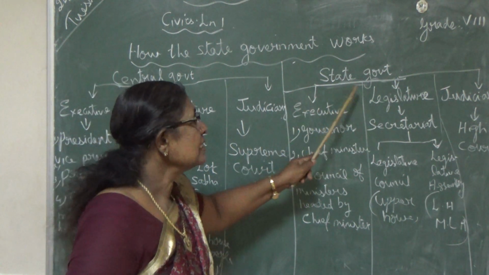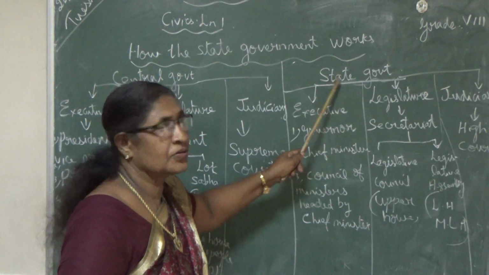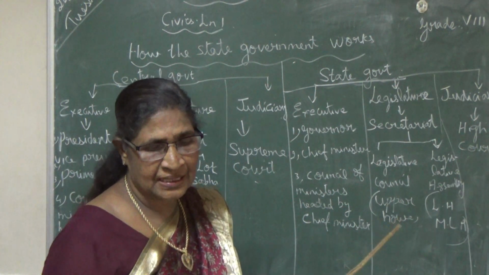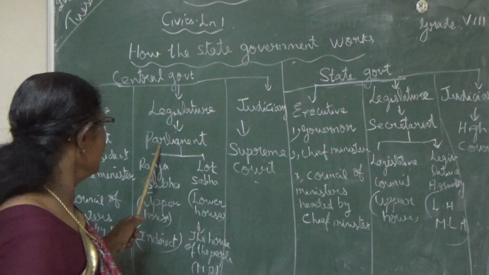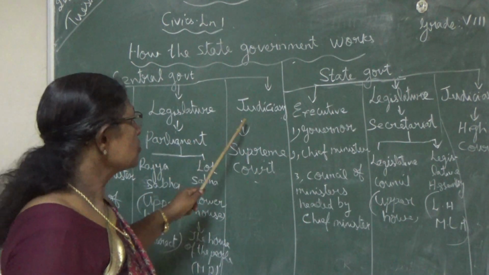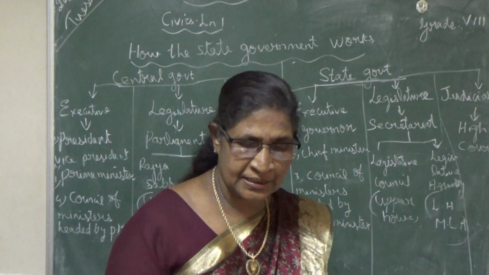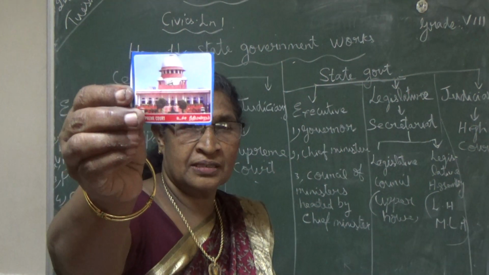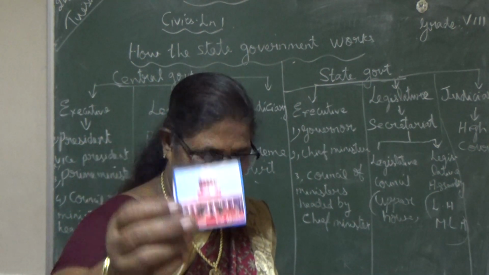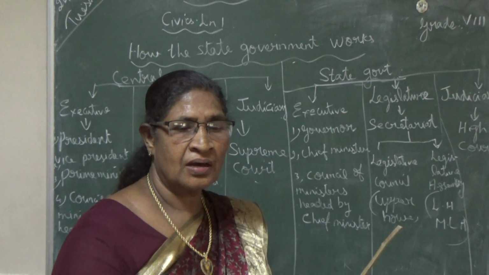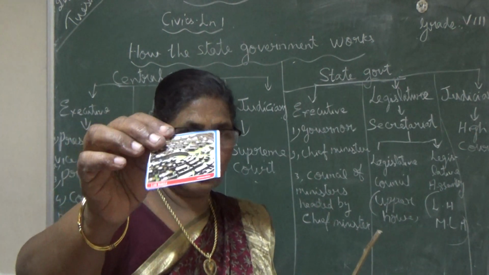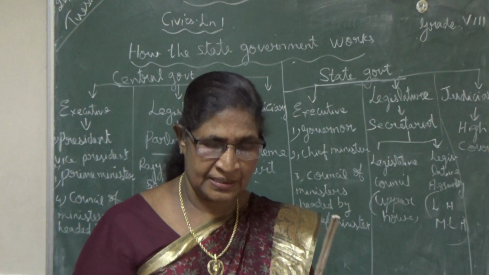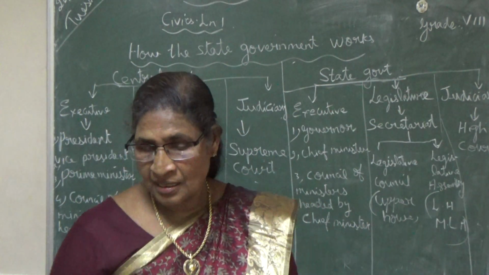Now we come to the state government. First, as I told you, this is the parliament. Then the judiciary: this is the picture of the Supreme Court. And these are the Rajya Sabha members, gathered in the council. This is about the central government.